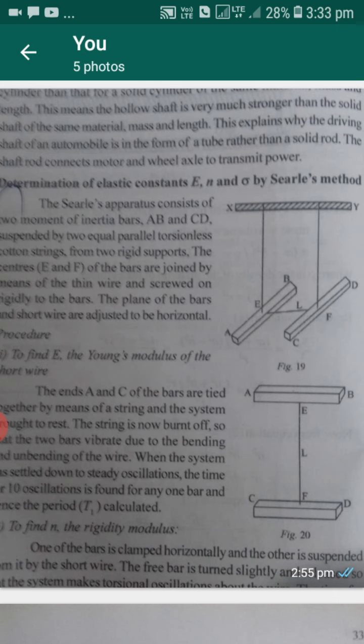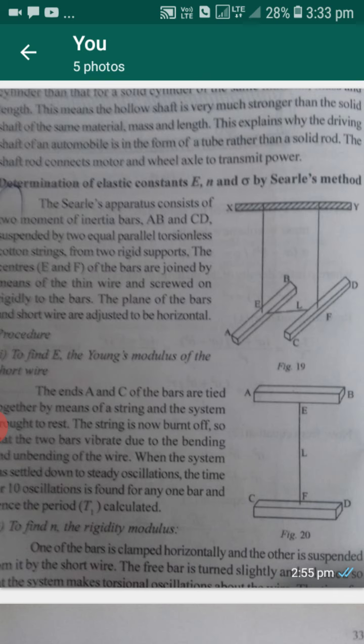Then you burn off the wire, that is you release the wire. Then the two bars vibrate. When the two bars vibrate, after some time they undergo oscillation. You find the time for 10 oscillations. Then you get the time period T1.